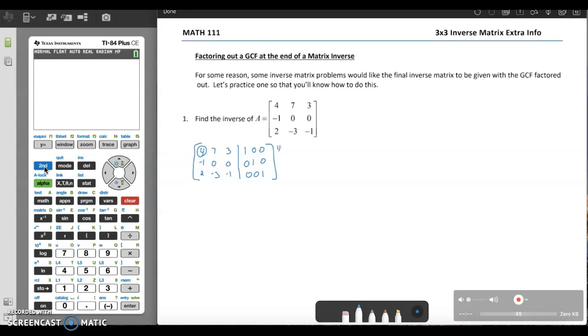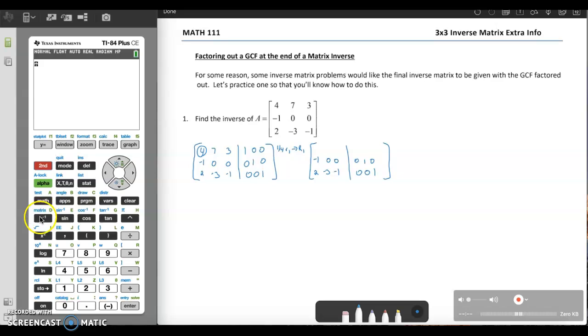So the first thing I'm going to do is take 1/4 of row 1 and make that my new row 1. In doing this, the rest of my rows will stay exactly the same, so I'm just going to go ahead and fill them in. And the only thing that's going to change is row 1.